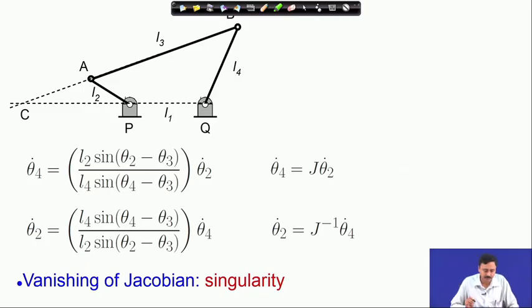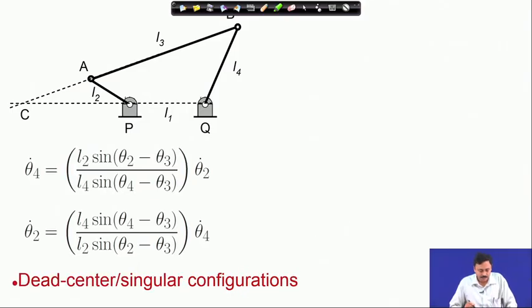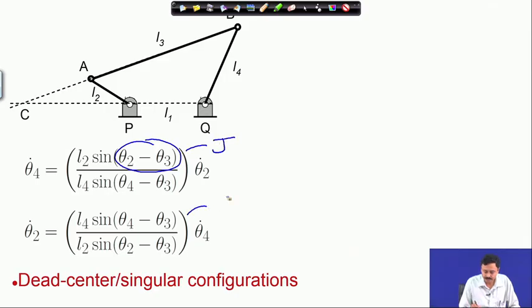So, we will spend some minutes discussing this vanishing, because this is very important, and I will relate this to one of the previous concepts that we have used, which is the dead center configuration. If you remember, in the previous lectures we discussed dead center configurations, and there I wrote singular configurations as well. The reason is that at these configurations the Jacobian or its inverse can vanish. So, let us consider this situation where this is the Jacobian and this is the Jacobian inverse.